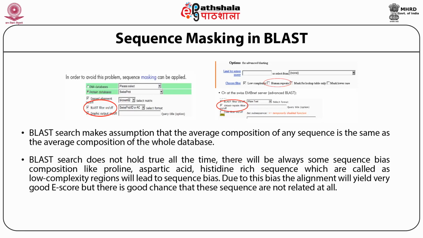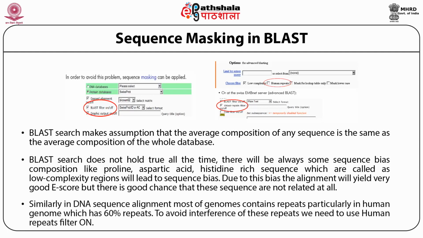Due to this bias, the alignment will yield a very good E-score, but there is a good chance that these sequences are not at all related. Due to these low complexity regions, you'll always get very good E-scores. That doesn't mean that those two sequences are highly aligned. For those sequences, it is better to do DNA masking. For example, if you take sequence alignment against most genomes which have repeats, particularly the human genome which has 60% repeats, to avoid the interference of these repeats, we need to use human repeat filters.